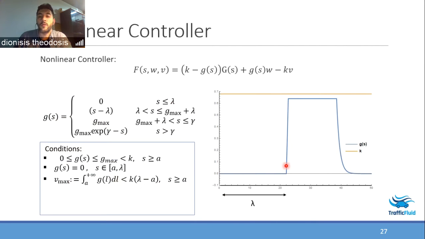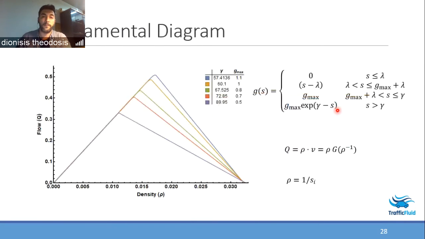Now, depending on how we choose the slope of this line, we can make the transition from braking to acceleration much smoother. So for a small slope, we have better passenger comfort at the expense of larger distances between vehicles.